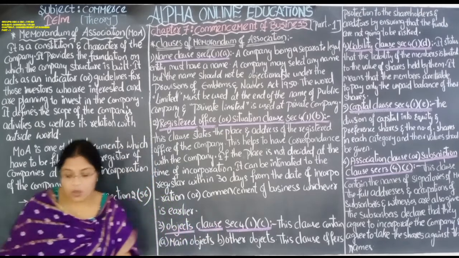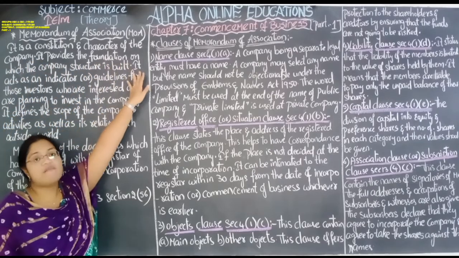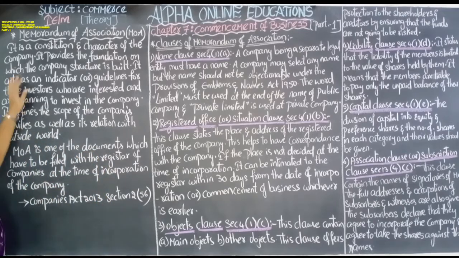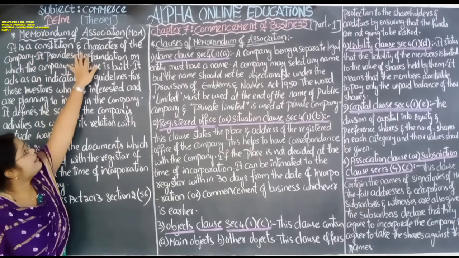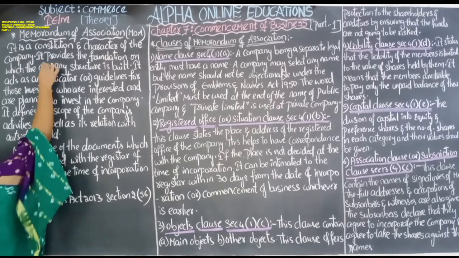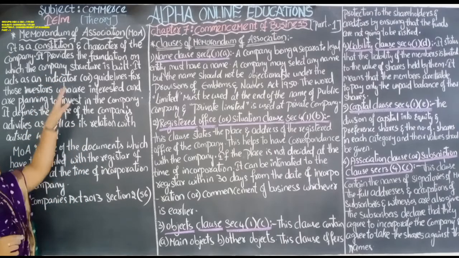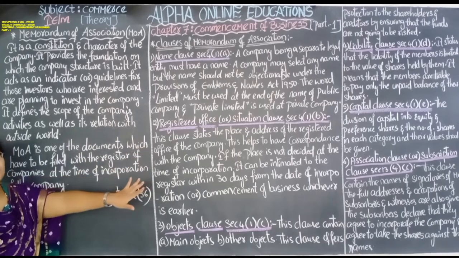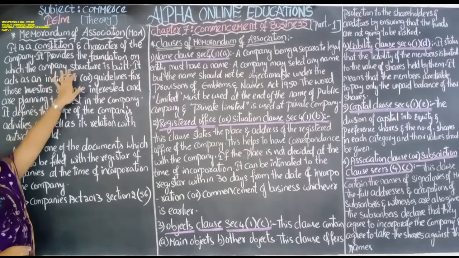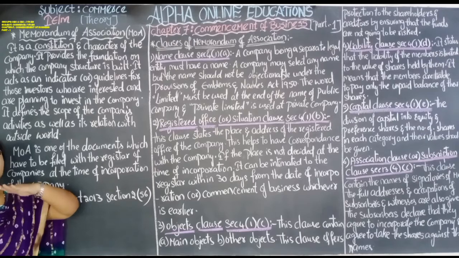Memorandum of Association can also be abbreviated as MOA. It is the constitution and character of the company. Just as we have a constitution for our country, in the same way it is the constitution and character of the company. It provides the foundation on which the company structure is built. It is just like a basement.